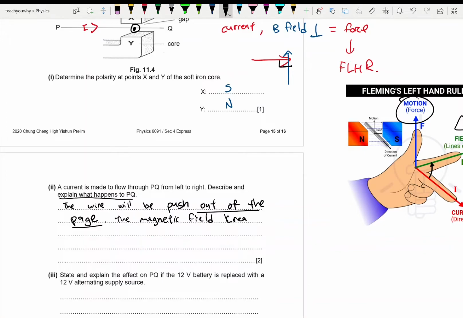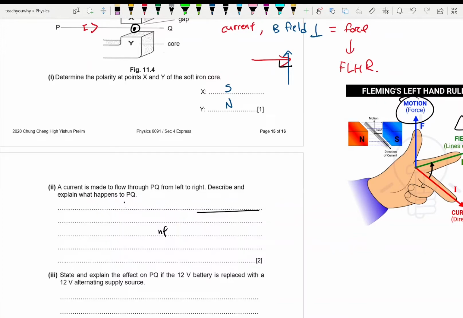Created by the current. Okay, I'll rewrite this whole thing. I think there's a better way to write.